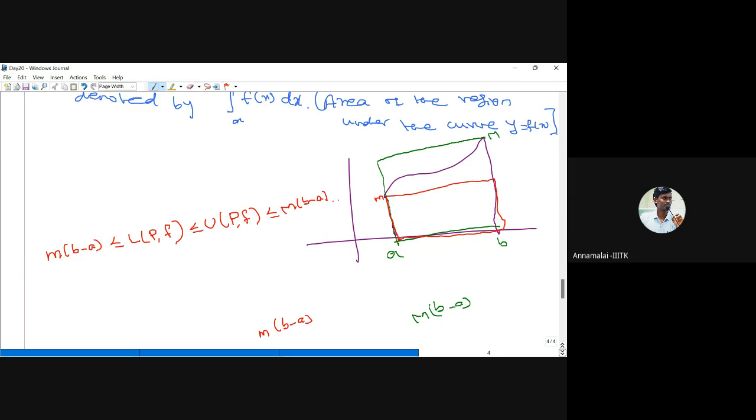Okay, so this is a relation between the upper sum, the lower sum, and this quantity, where small m is nothing but the infimum of all the function values, where x varies over the entire interval, and capital M is nothing but the supremum of the function, or the maximum value of the function, over the entire interval.